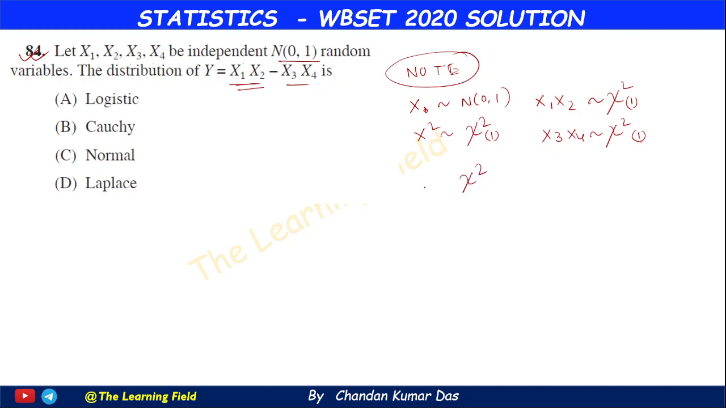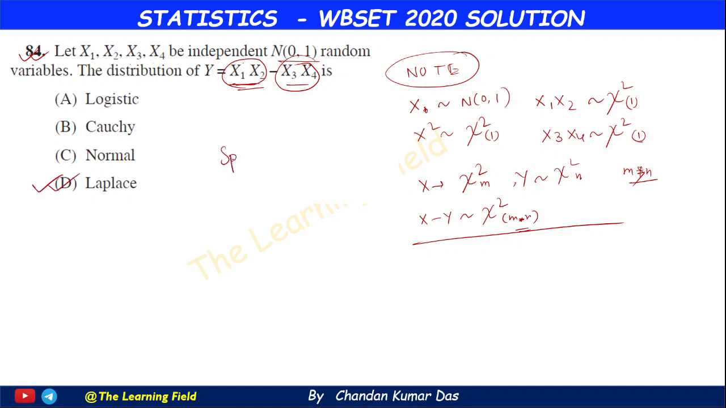But for the difference: if x follows chi-square m and y follows chi-square n variate, and m is greater than n, then x minus y follows the chi-square distribution with m minus n degrees of freedom. But here, in both these distributions the degrees of freedom are the same, that's why this is not the chi-square distribution. If this happens, then you can remember that this always follows the Laplace distribution.